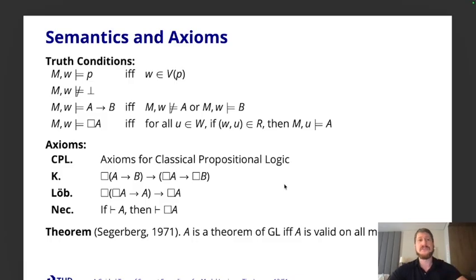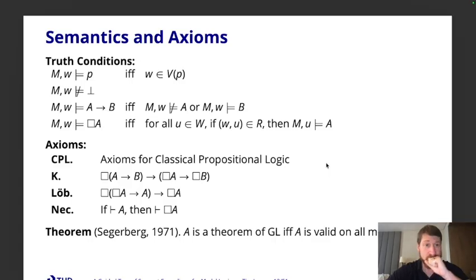Truth conditions are as usual, right? P is true at a world if the valuation function deems it so. We have that falsum never holds. A implies B holds at a world if, whenever A holds there, then B holds there. And we have that box A holds at a world W if and only if for all points in the future of W, A holds.